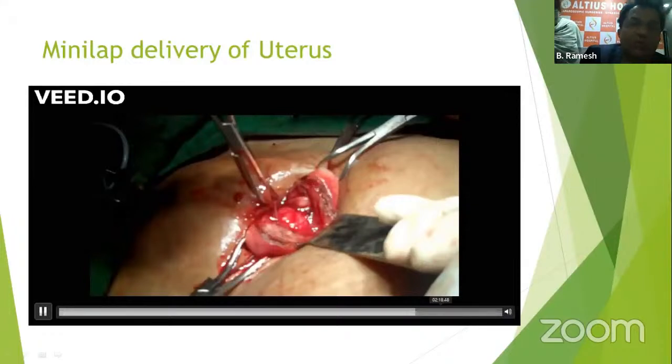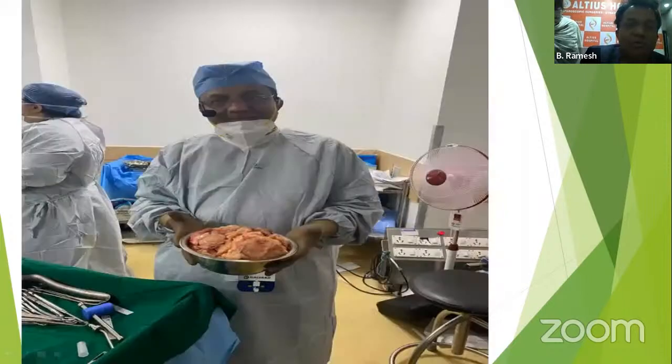So you can go to the next. So this is the mini lap delivery of the uterus. You can see here the morcellated tissue which was taken out. This is almost 1.5 to 2 kgs.